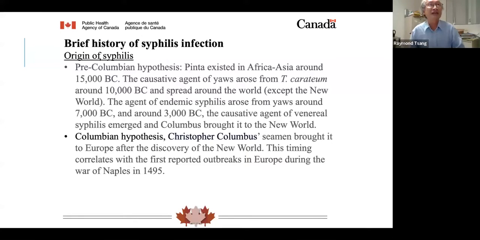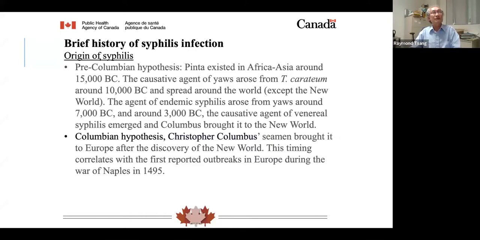So to talk about the brief origin of syphilis, there are a couple of hypotheses. The first hypothesis is called the pre-Columbian hypothesis. It suggests that pinta exists in Africa and Asia around 15,000 BC. The causative agent of yaws then arose from the causative agent of pinta around 10,000 BC and spread around the world, except the New World. Then the agent of endemic syphilis arose from yaws around 7,000 BC, and around 3000 BC, the causative agent of venereal syphilis emerged, and Columbus brought it to the New World.